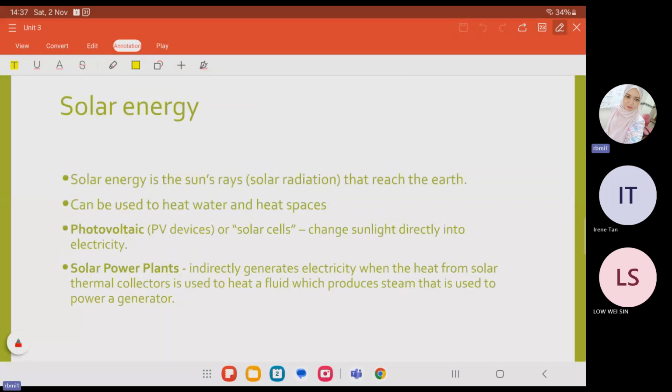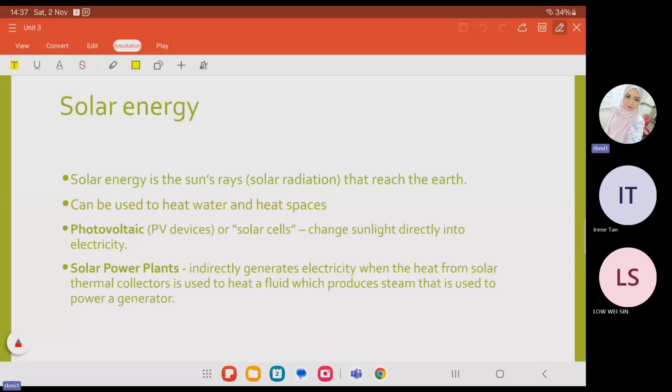Solar can even be harnessed in cloudy weather. Solar power is pollution free and causes no greenhouse gases to be emitted after installation. It comes from the sun's rays, or the solar radiation that reaches the earth's surface. It can be used for heating water and also heating spaces, such as in our homes and in buildings. And we have photovoltaic or PV devices, which we sometimes call solar cells. They change sunlight directly into electricity.